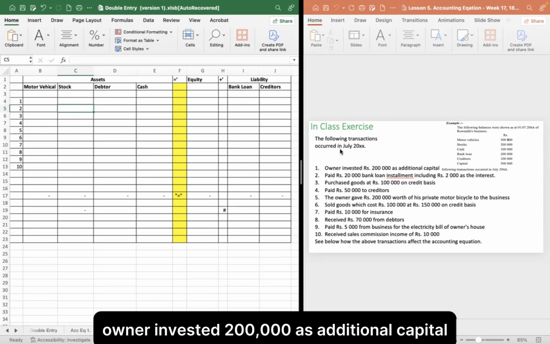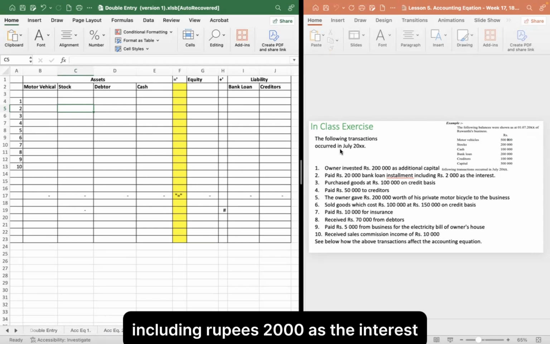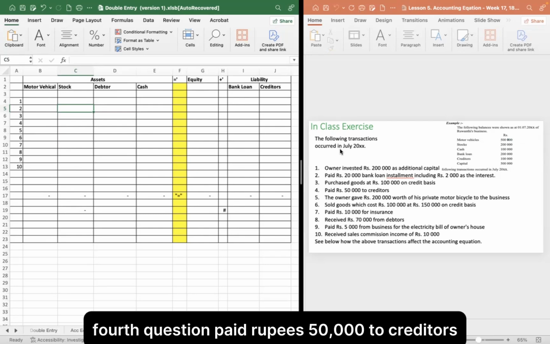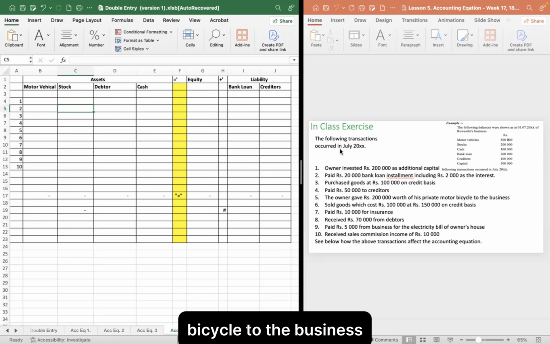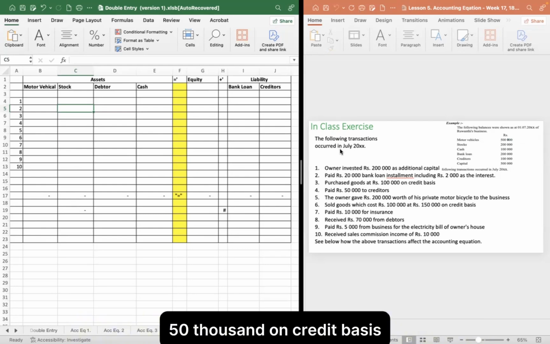Owner invested 200,000 as additional capital. First transaction. Second, paid rupees 20,000 bank loan installment, including rupees 2,000 as the interest. Third one, purchase goods at rupees 100,000 on credit basis. Fourth, paid rupees 50,000 to creditors. Fifth, the owner gave rupees 200,000 worth of his private motor bicycle to the business. Sixth, sold goods which cost rupees 100,000 at rupees 150,000 on credit basis.